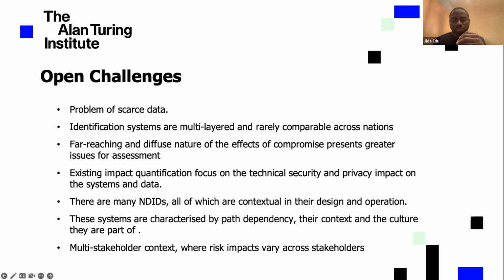In addition, it is quite challenging to define uniform risk impact evaluation metrics across sectors and agencies because the design and use of identification systems are multi-layered and rarely comparable across nations. And typically, when people talk about quantifying the impact of compromise on national digital identity systems, the focus is always on the technical security and privacy impact on the systems and the data. However, developing a comprehensive risk impact assessment must extend far beyond this and be done with a contextual understanding of the stakeholders, the people, the community, and the environment these systems serve.